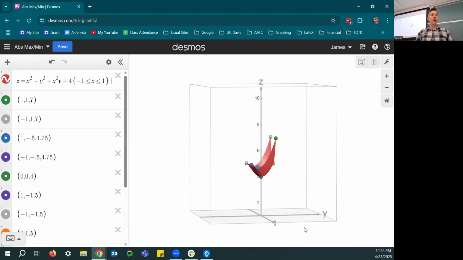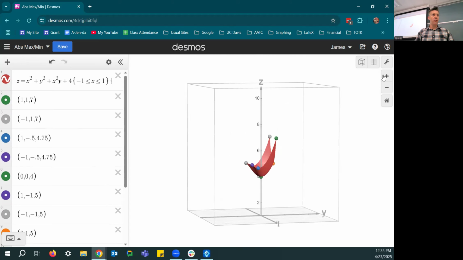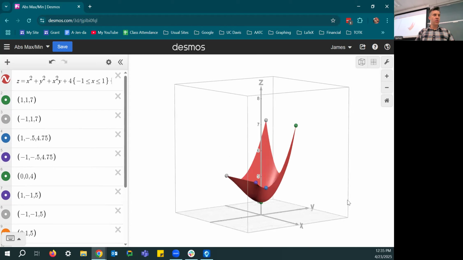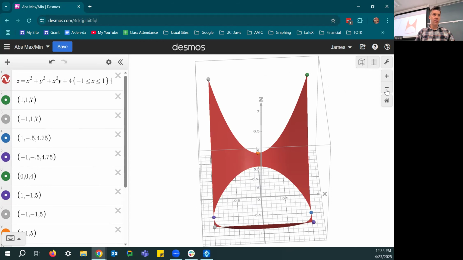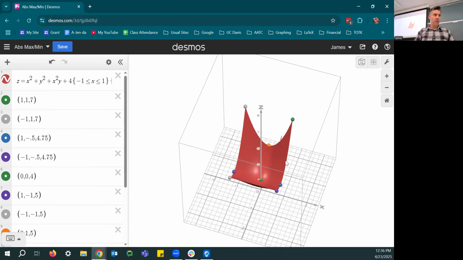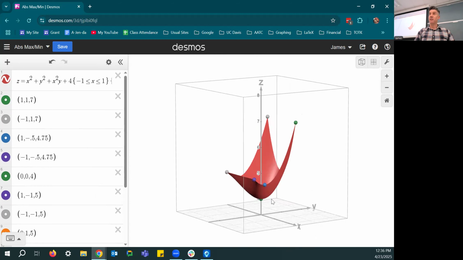I will also point out though, and I think this is kind of interesting, on our boundaries, on this x equals 1 boundary where y equals negative 1/2, this is kind of hard to see there. That blue point right there is a minimum along that boundary. It's not an absolute minimum, but that point there certainly is the lowest thing on the boundary x equal to 1.